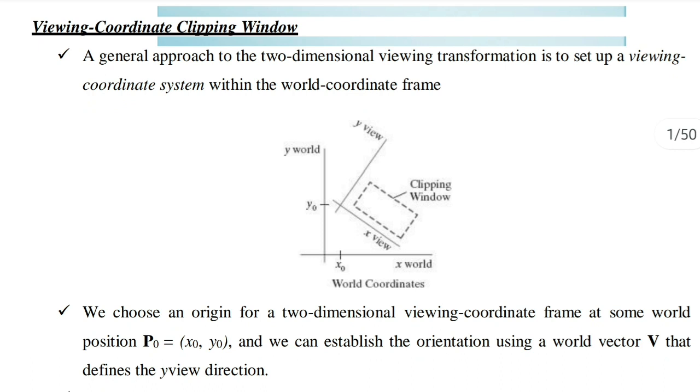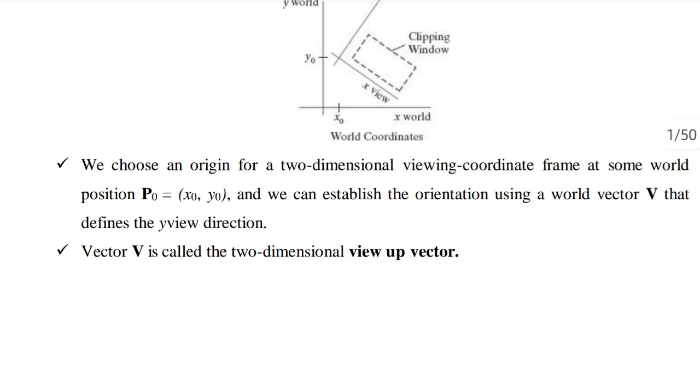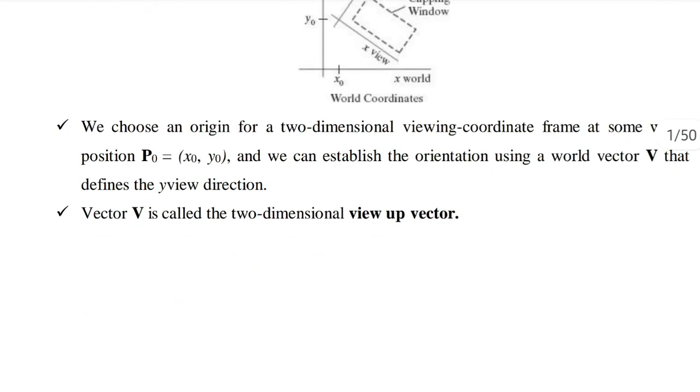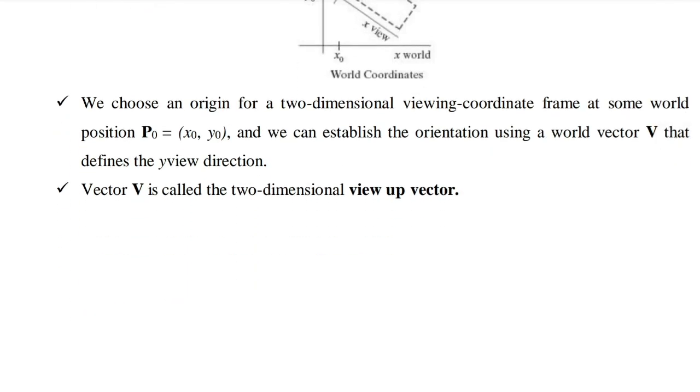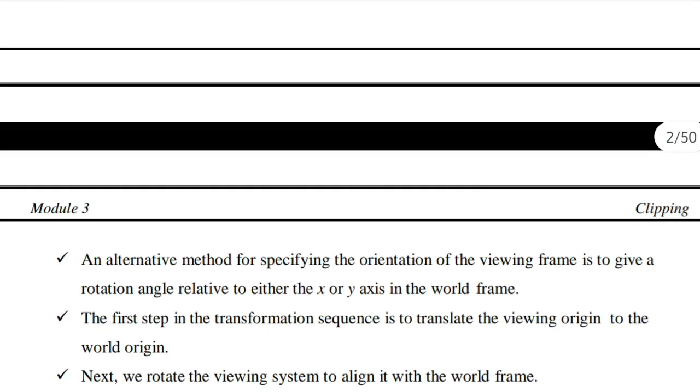Okay, viewing coordinate clipping window. The clipping window is not just along the x-axis and y-axis, it can be oriented in this way also. It will be defined in its respective x-axis and y-axis. And v is called the view up vector. We choose an origin for the 2D viewing coordinate from some world position x0, y0. We can establish the orientation using a world vector v that defines the y view direction. So with respect to this axis, how much this axis is tilted is defined by the view up vector.